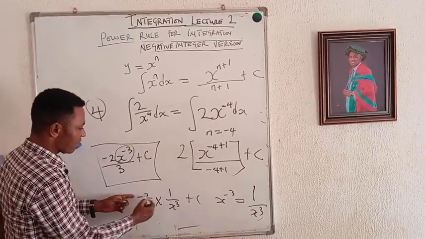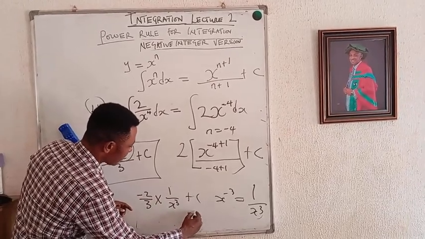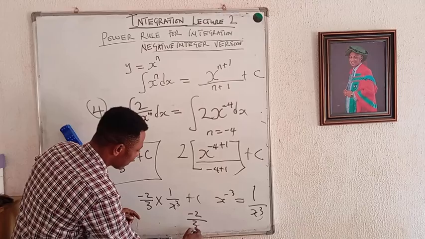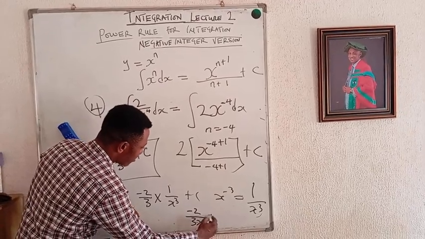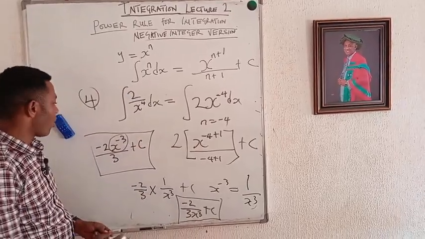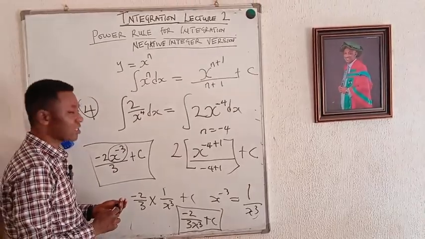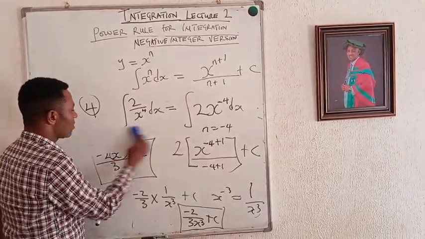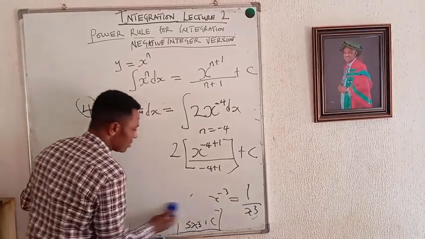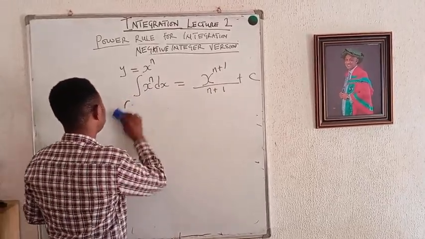So now, let's multiply minus 2 times this. We have what? Minus 2 times 1. We have minus 2 all over 3x power 3 plus c. So this is written in a more mature form. So let's consider the final example for today before we go.